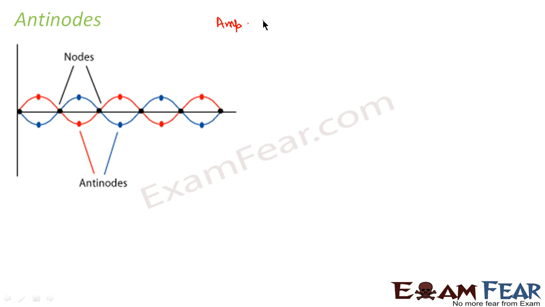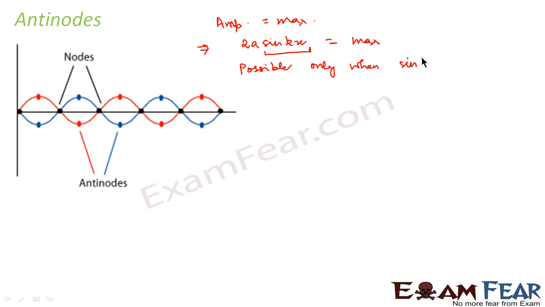So in this case, the amplitude should be of maximum value. So what was your amplitude? It was nothing but 2a sine kx. So this should be maximum. So now when will this value be maximum? When sine of kx is equal to 1. So this value is maximum. This is possible only when sine kx is equal to 1.